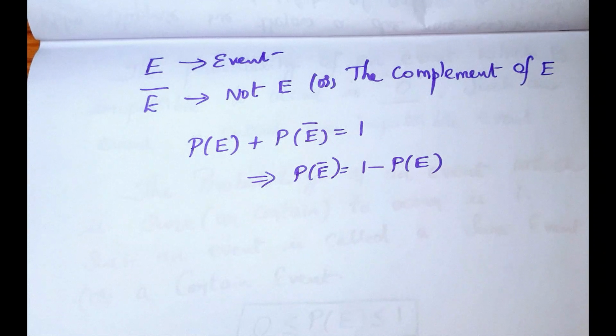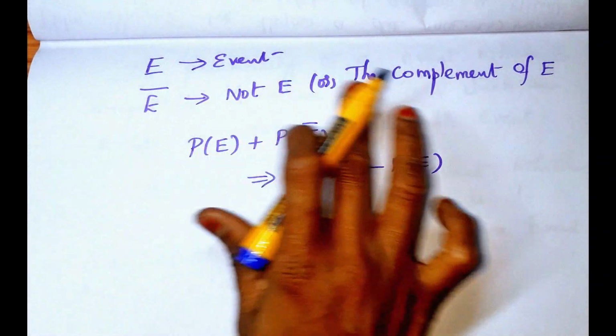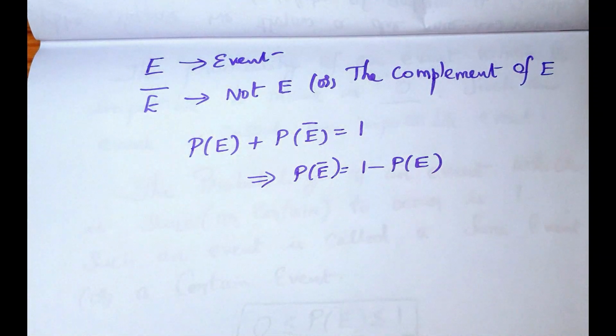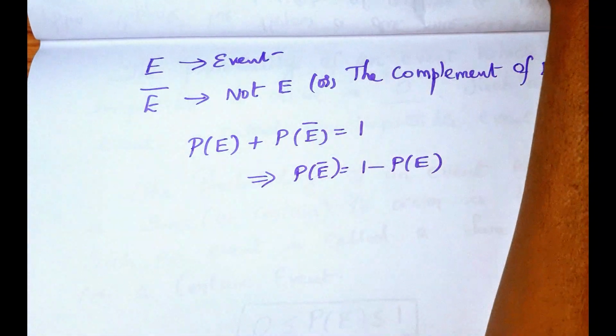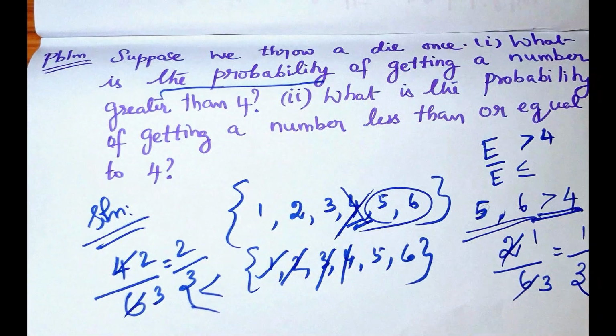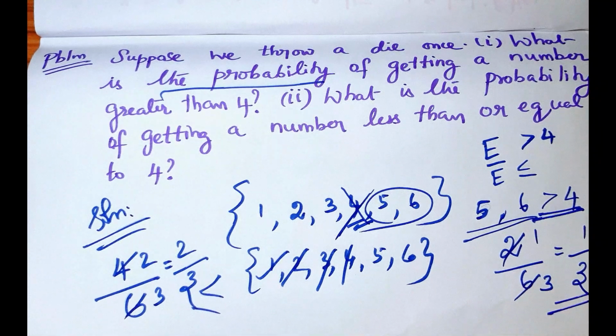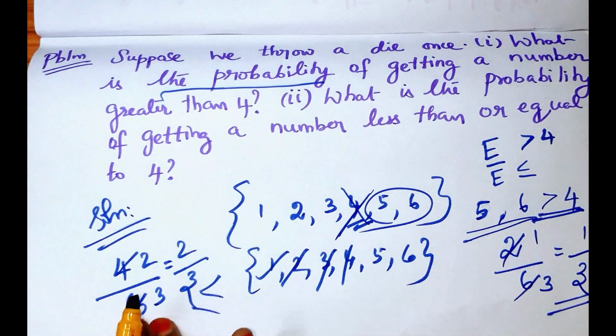If one is known, the other one we can easily calculate. For example, if P of E is known, then P of E bar is equal to 1 minus P of E. This will come to the other side. Easily we can calculate, right? That also I'll explain from the previous example. In this they asked you to calculate two values. If I calculate the first one, I get the answer 1 by 3. From that I can easily get the second one.